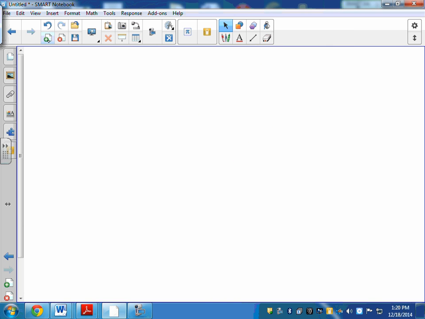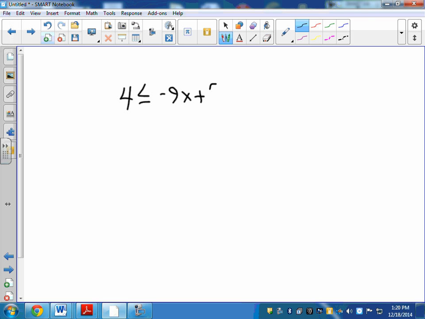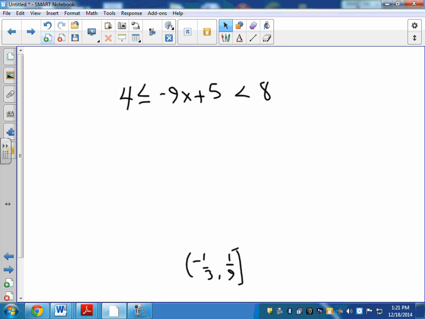Let's look at an inequality. I like this one. Hint, hint. 4 is less than or equal to minus 9x plus 5 is less than 8. I'm not going to ask you what the solution is. I mean, the solution is this interval, negative 1/3 to 1/9, right? Open on one side, closed on the other. But let's just sort of see how you get there.